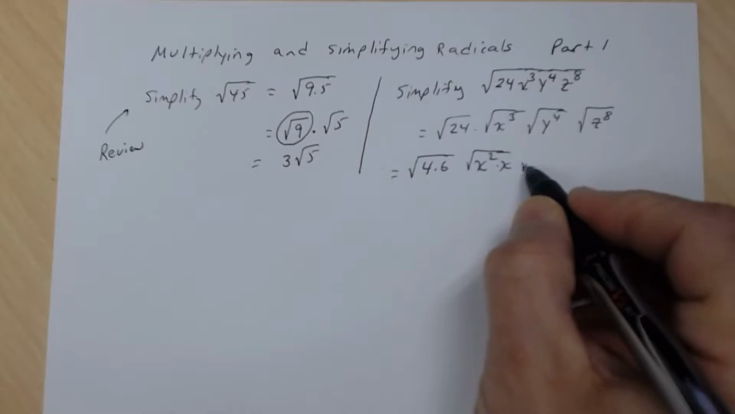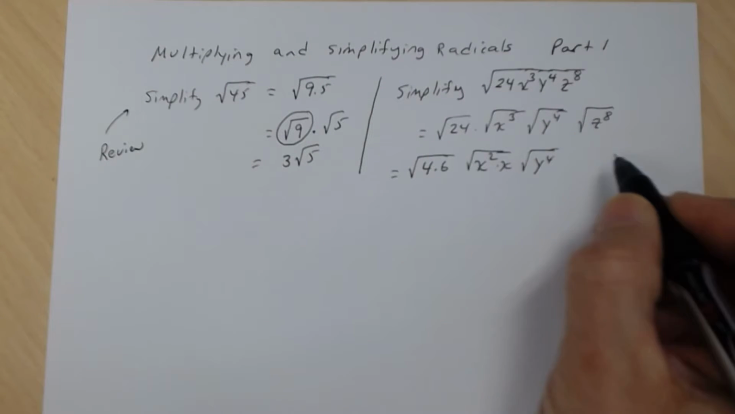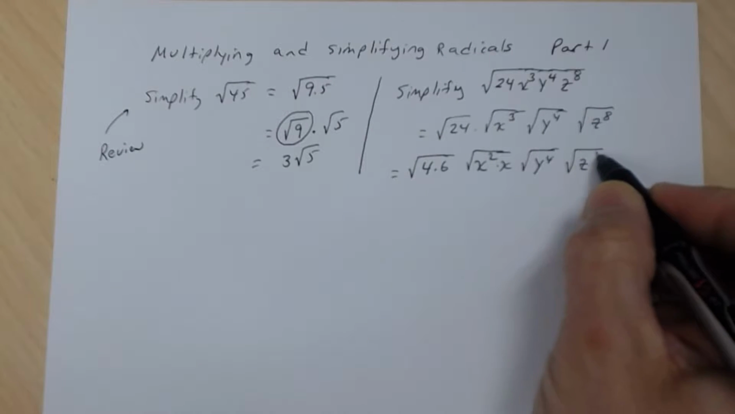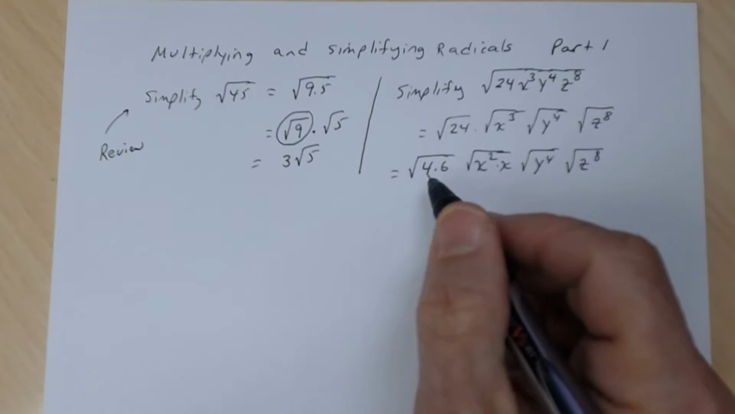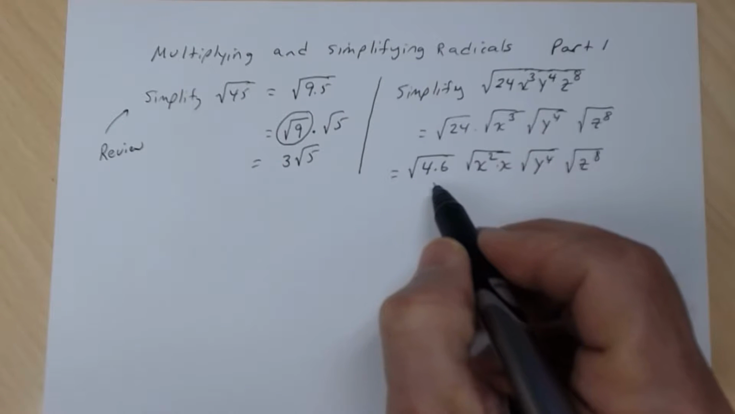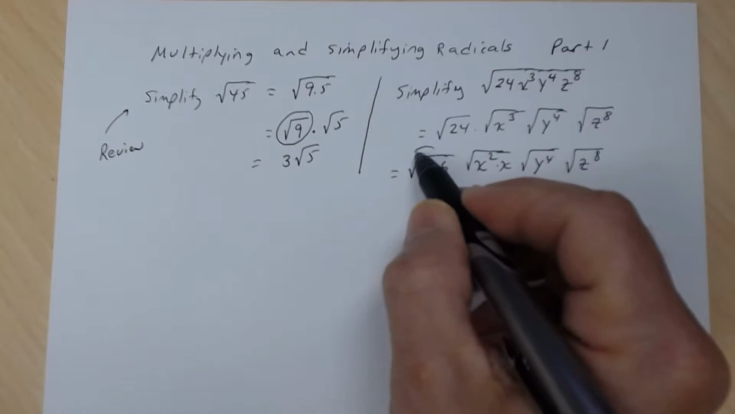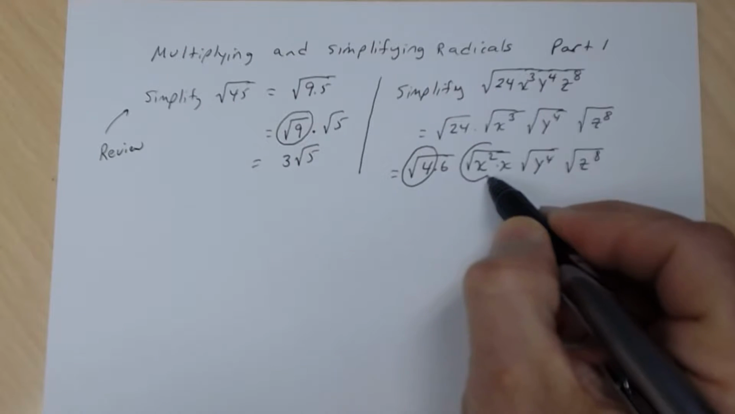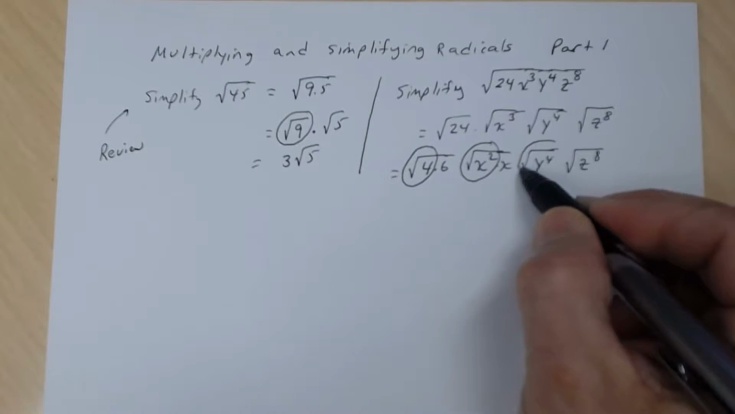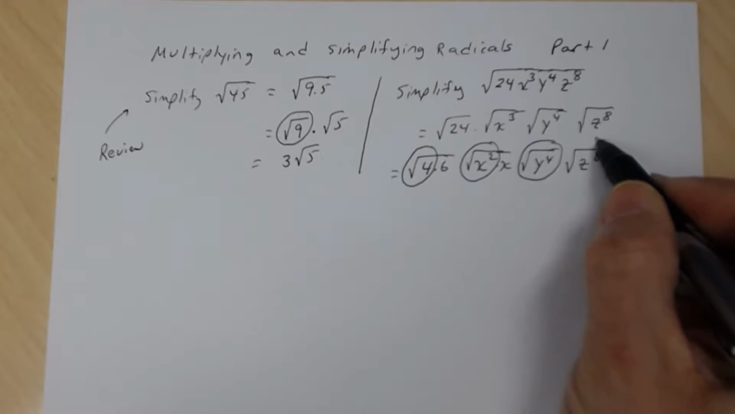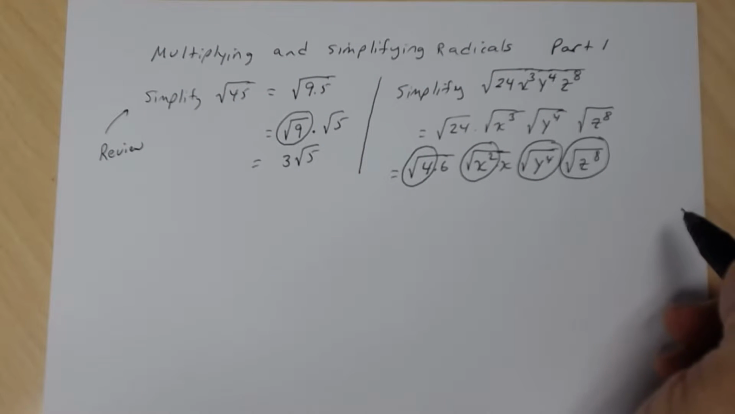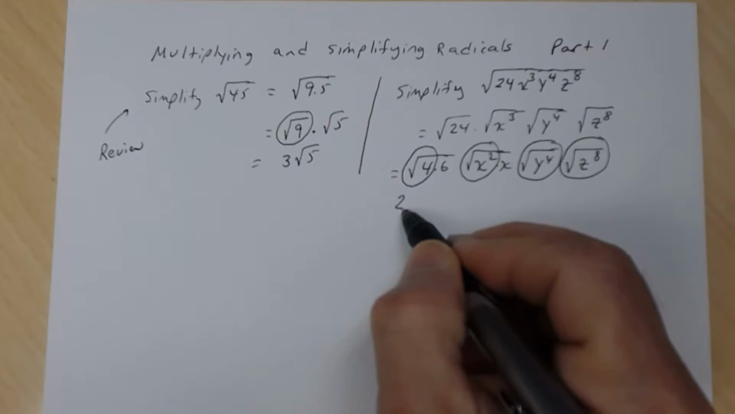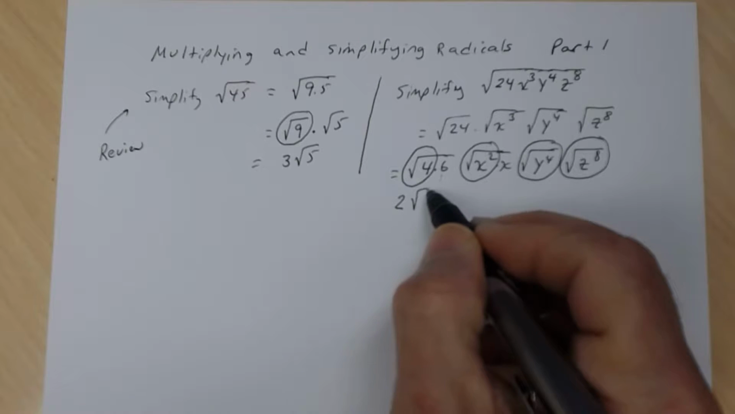So I'm just going to rewrite this as the square root of y to the 4th. And this is already even as well, so I'm going to rewrite this as the square root of z to the 8th. Okay, and now let's apply each one. I'm going to circle the parts that I can simplify. I can simplify the square root of 4. I can simplify the square root of x squared. I can simplify the square root of y to the 4th. And I can simplify the square root of z to the 8th. So I'm going to get the square root of 4 is 2, square root of 6.